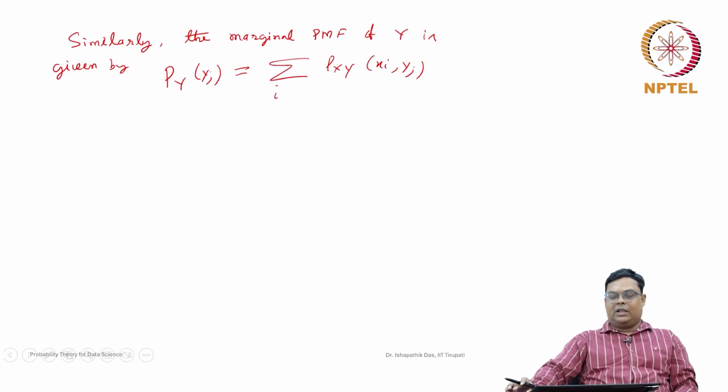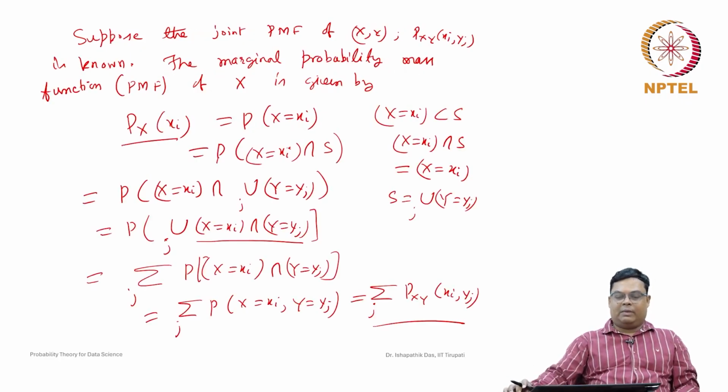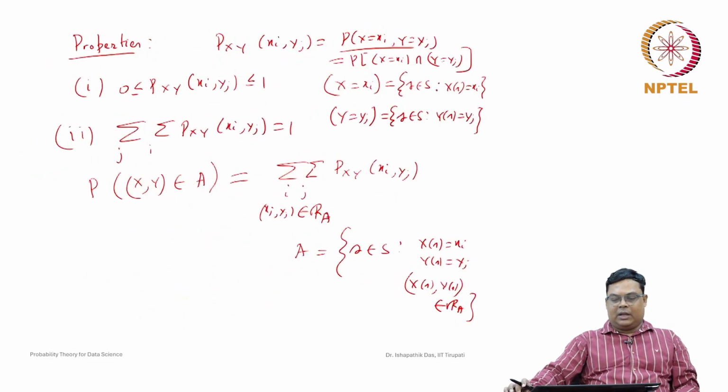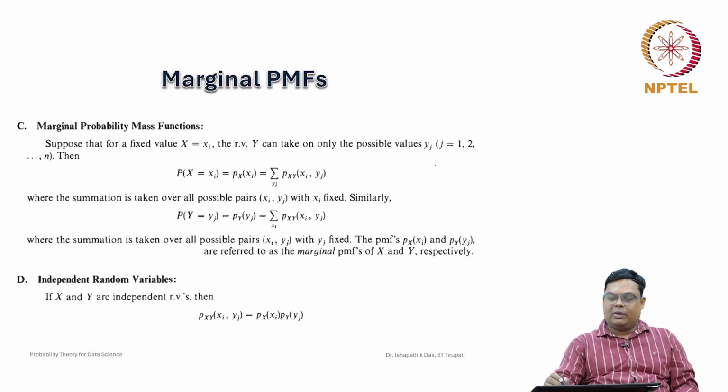So, then you will get the marginal probability mass function of yj. This is the probability of y equal to yj that we will find. That is the concept here; you can see how we can find the marginal probability mass function. Suppose that for a fixed value xi, the random variable y can take only the possible values yj, j from 1 to n. Then the probability that x equals xi, this is the marginal probability mass function, can be found by taking the sum over all the other values yj.